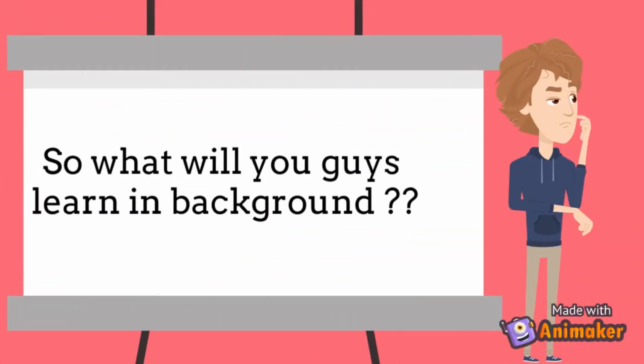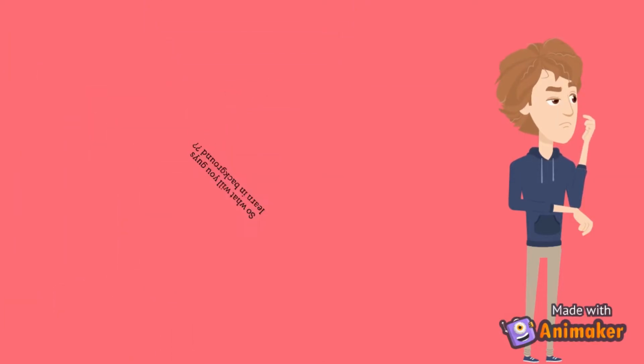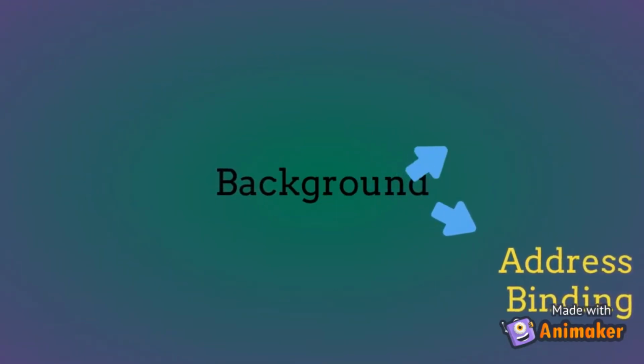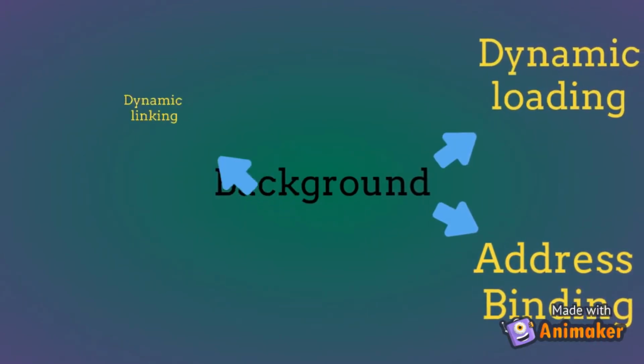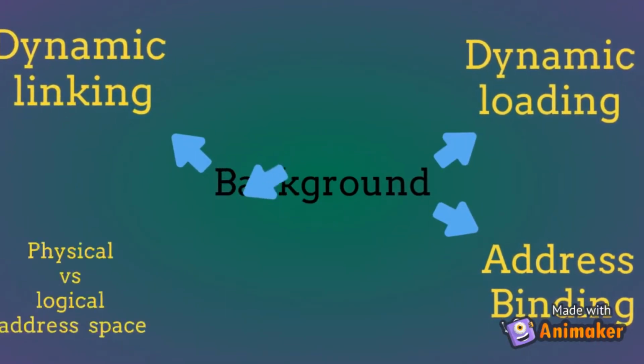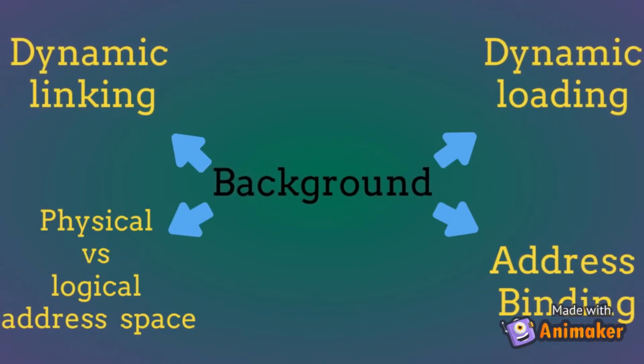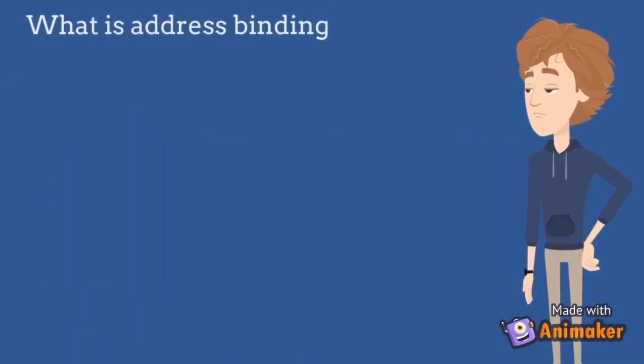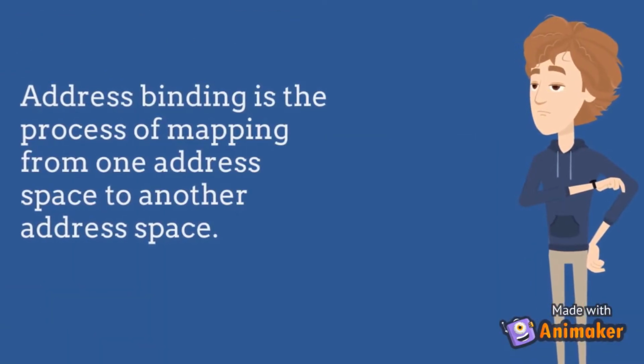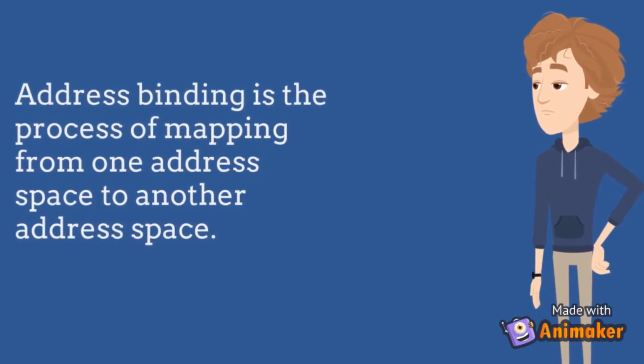So what are the subtopics covered in background? The first topic on our index: address binding, dynamic loading, dynamic linking and physical versus logical memory space. Address binding basically is the process of mapping from one address space to another address space. Logical address is the address generated by CPU and the physical address refers to the location in a memory unit.